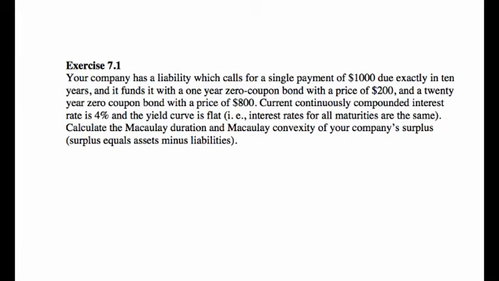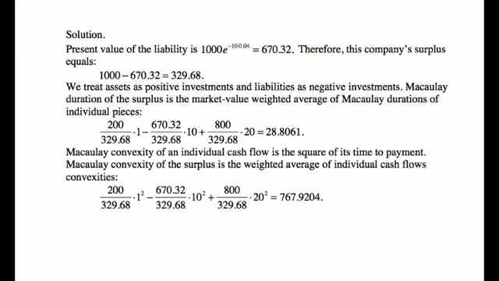So here is the solution of this story. The present value of the liability is that liability discounted at the continuously compounded rate of 4%, which is the same as a force of interest of 4%, and comes out to be 670.32. The company's surplus is 1,000 minus that because they have 1,000 worth of assets. So it's 329.68. And we treat assets as positive investments and liabilities as negative investments.